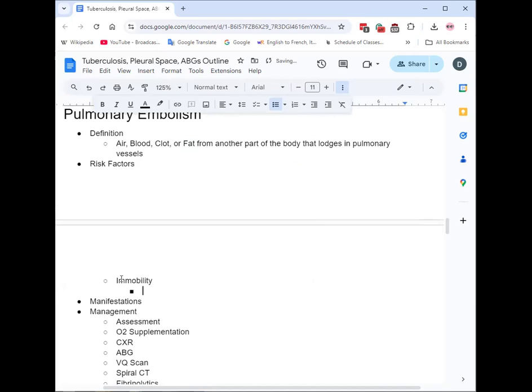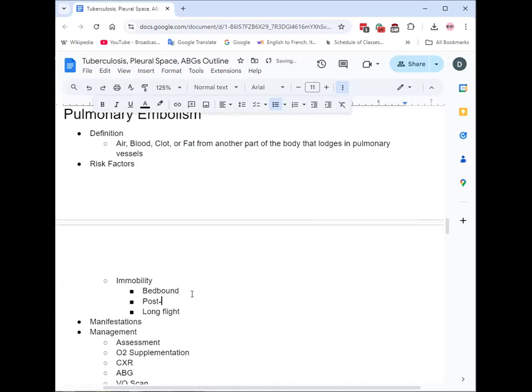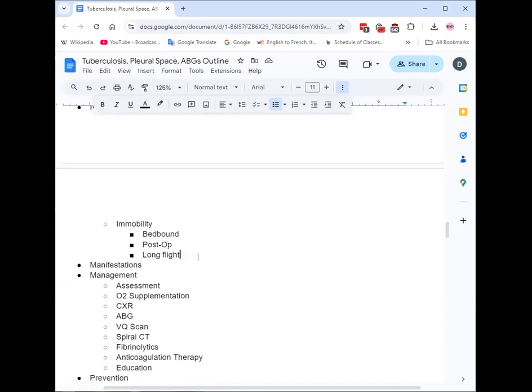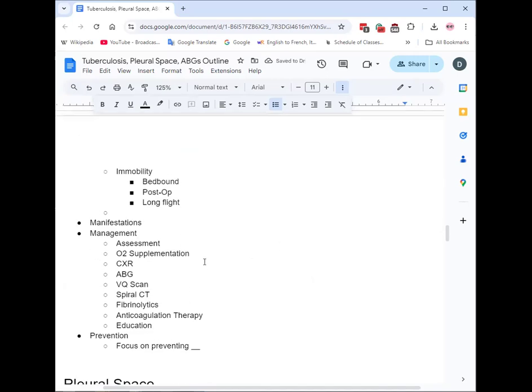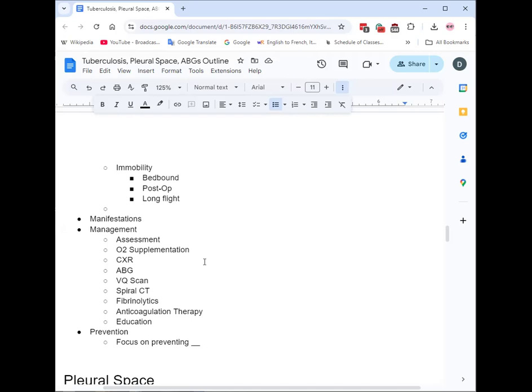So immobility, so what's an example of an immobility thing? Being bedbound, a long flight from China or whatever he mentioned. Post-op, yeah, bedbound, like a post-op. Not moving around much, like me right now, because I'm on the computer for 2 hours. Yes, exactly. Other risk factors that you guys can include, we said post-op. What else can you guys think of?